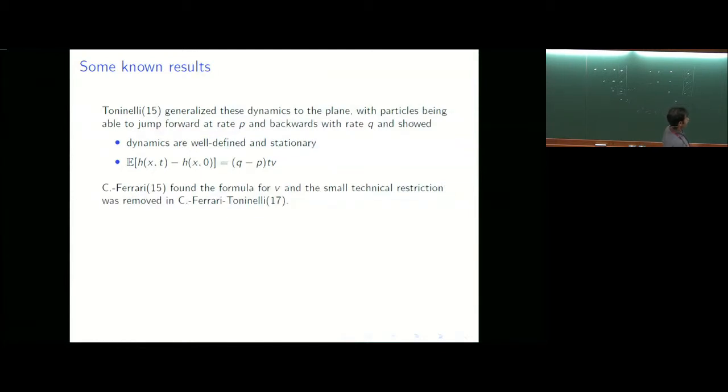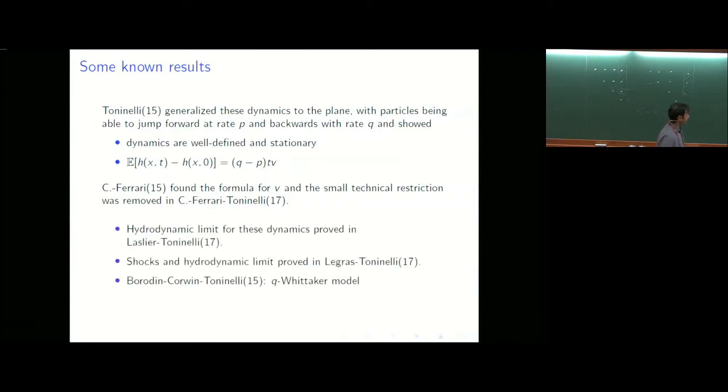Okay, so Fabio wasn't able to compute the speed for this particular model, but we did a small work with Patrick Ferrari and we found the speed for this particular model. And it turns out that it was the same formula that Borodin and Ferrari got for their model. And just to mention, for these particular dynamics, there is a hydrodynamic limit, and that was done by Laszlo and Tonelli.